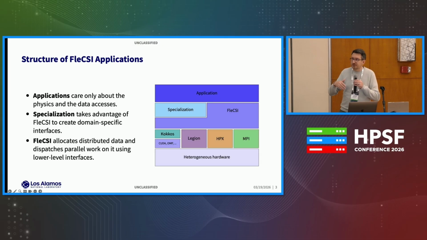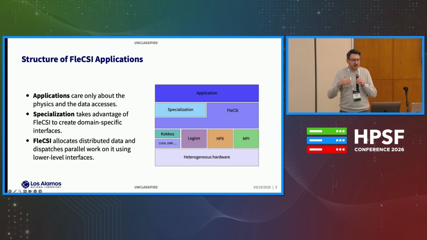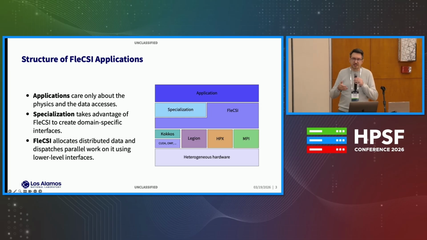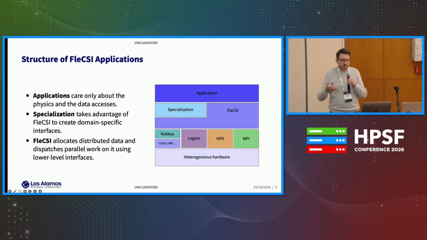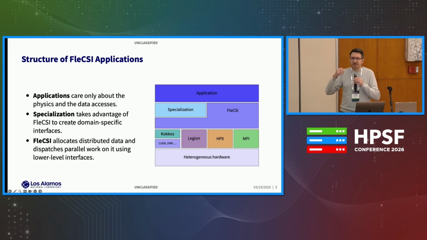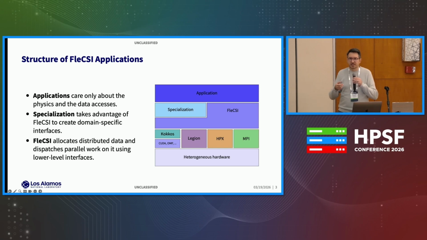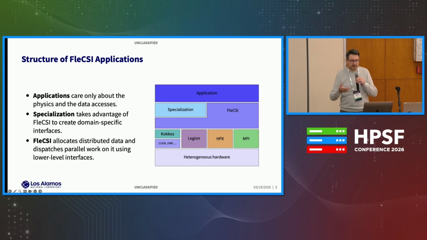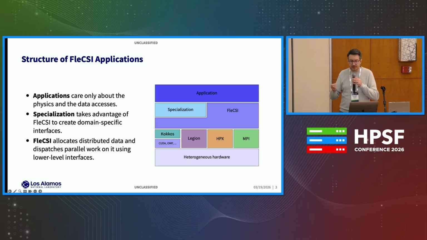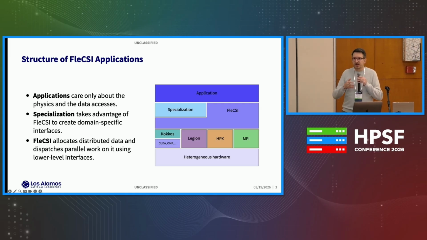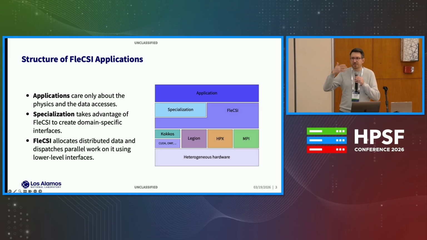Under the hood, FleCSI uses Kokkos for on-node parallelism, and it currently supports 3 different backends for distributed parallelism. We have the MPI backend, the HPX backend, and the Legion backend. Each of these technologies has different capabilities. The simplest one, MPI, just gives us explicit communication. HPX has well-defined task execution semantics and fine-grained scheduling. And then Legion is a full-blown distributed parallel tasking system that closely matches the FleCSI model itself.